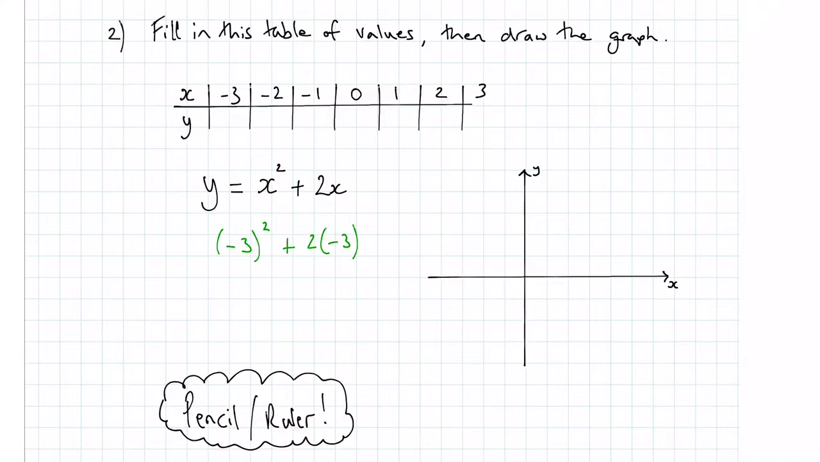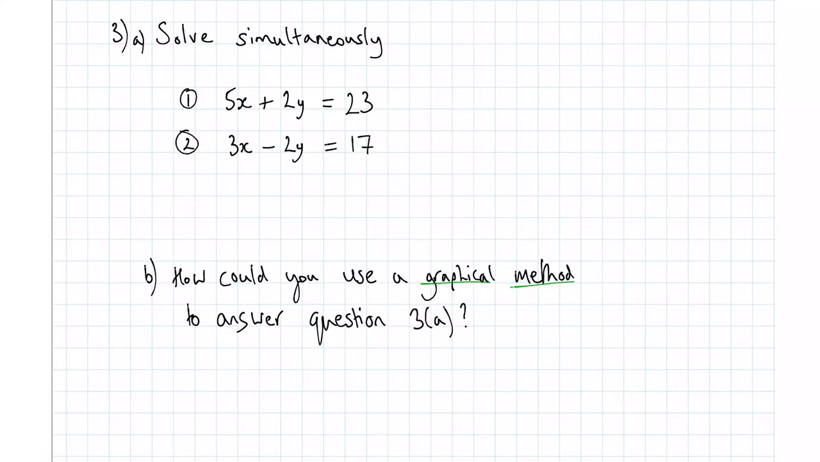Once you've got your values, fill in the table for each value of x and then plot them carefully on this grid and then join them up with a nice smooth pencil curve. Remember, we don't use a ruler for the actual curve itself, you just use a ruler for the axes. On to question 3. Solving simultaneously, you've got equation 1 and equation 2.